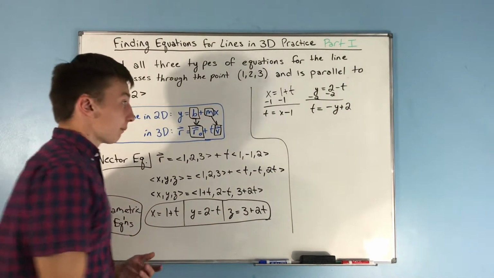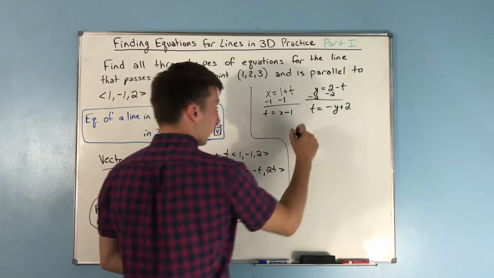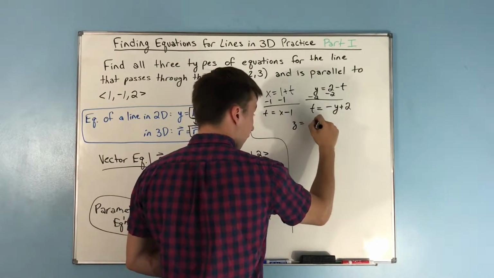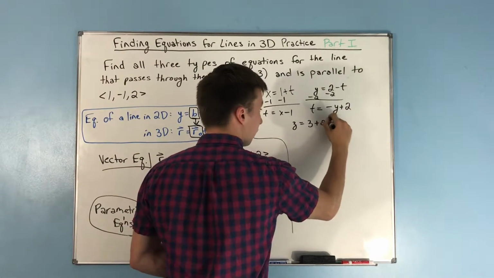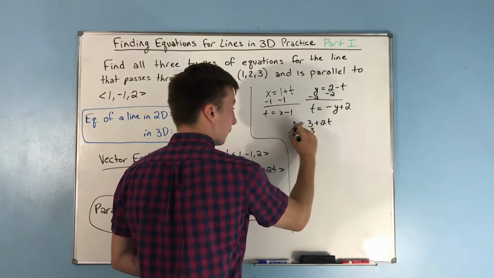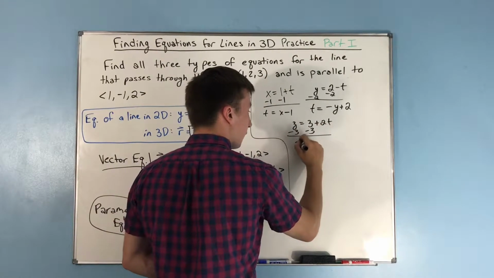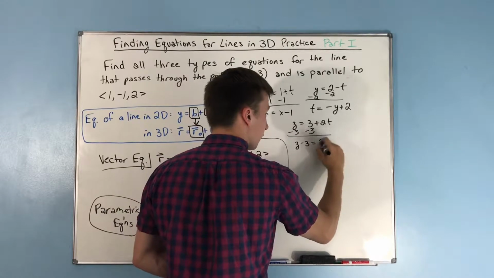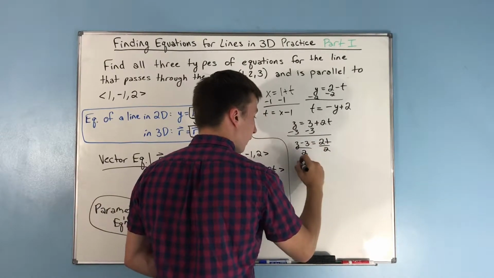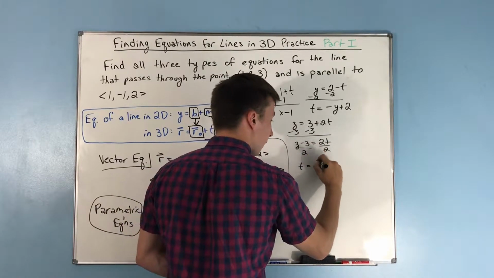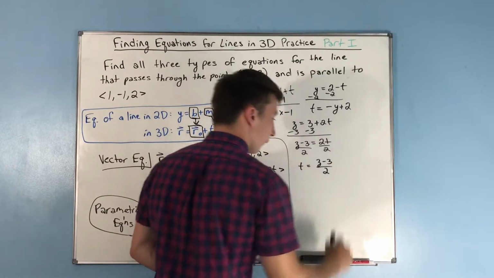And we have z equals 3 plus 2t. Let's solve for t. We subtract 3 on both sides. z minus 3 equals 2t. Divide by 2. We get that t equals z minus 3 over 2.